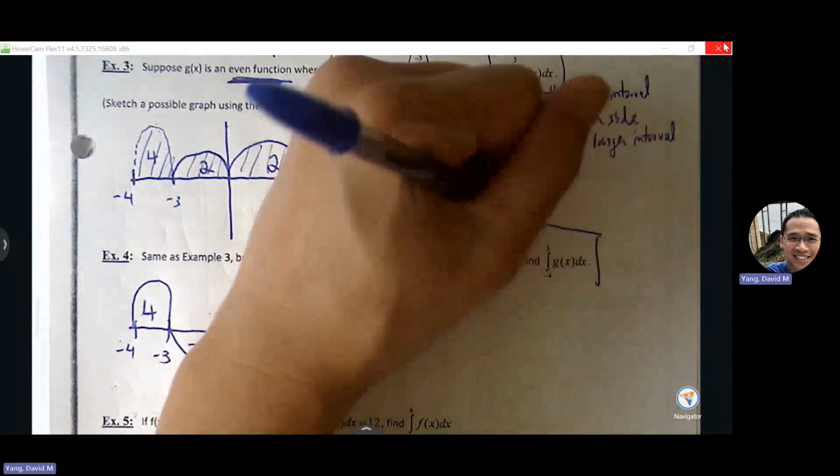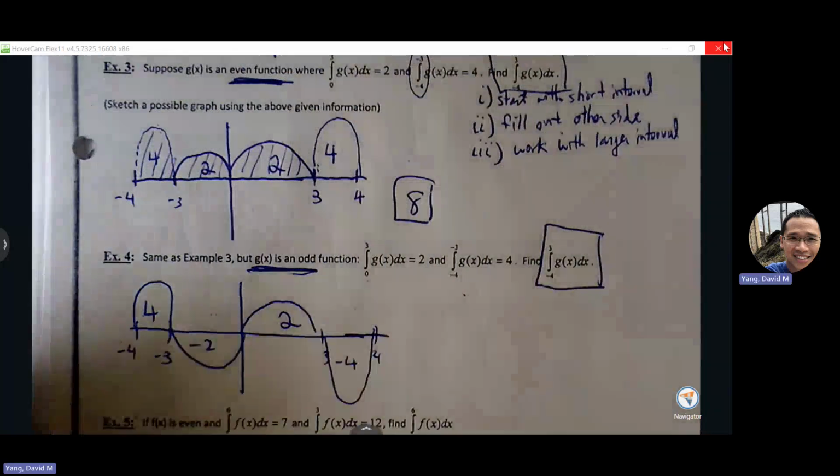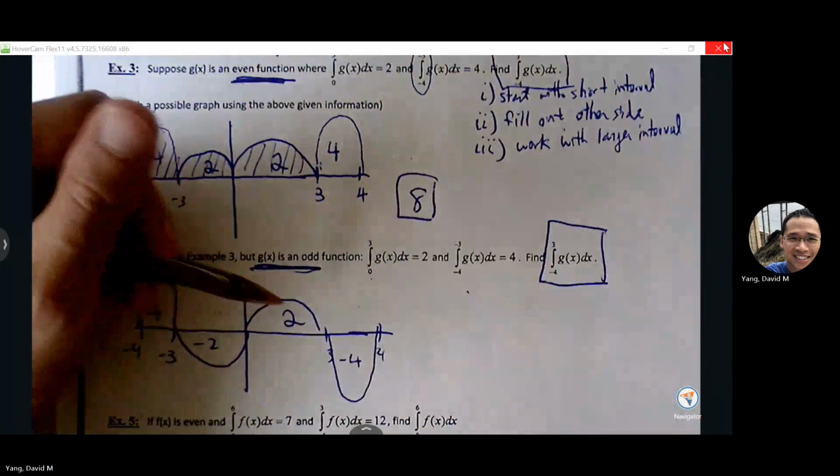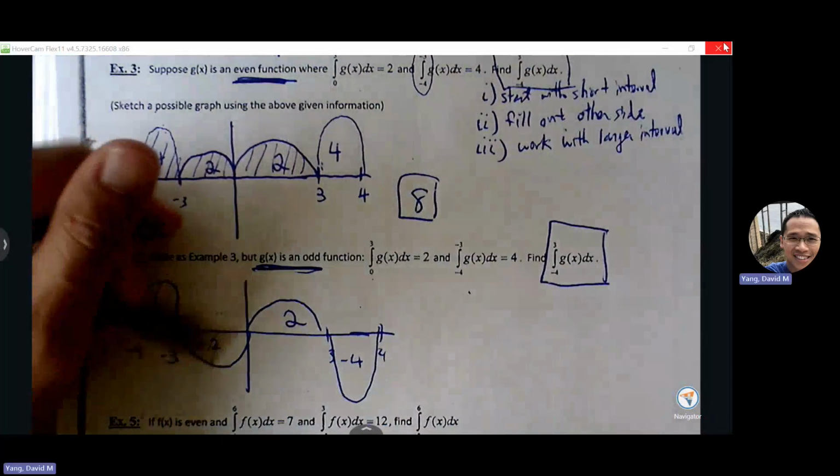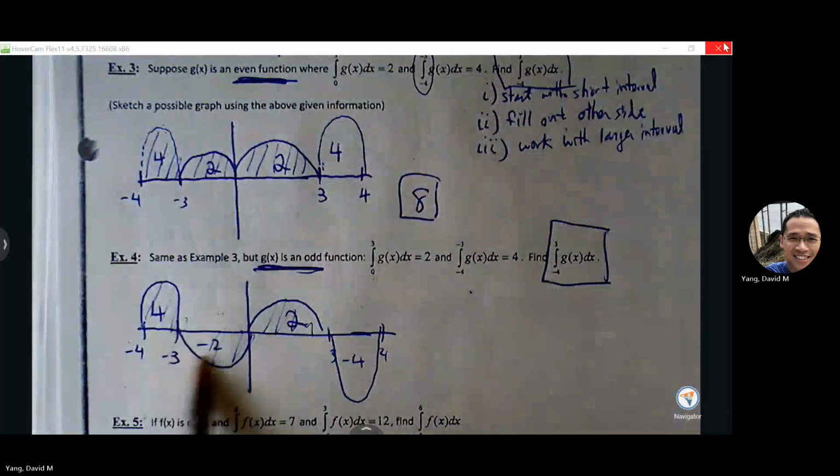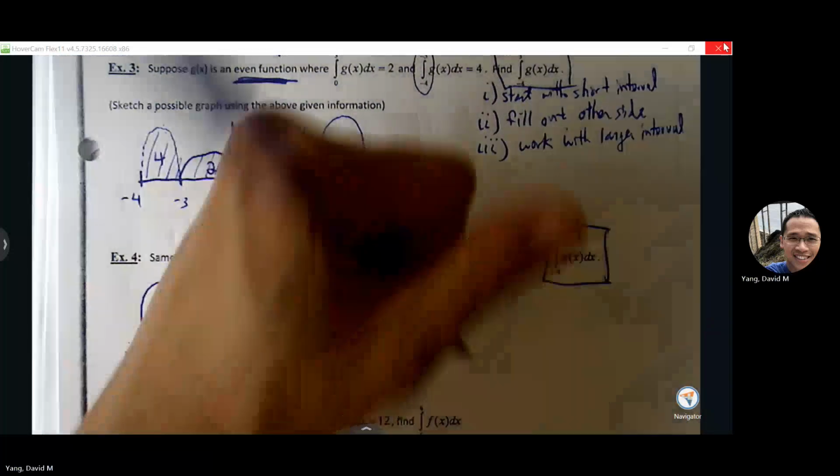But it's not asking for the full interval, right? It's only asking for -4 to 3. That adds up to be 4.